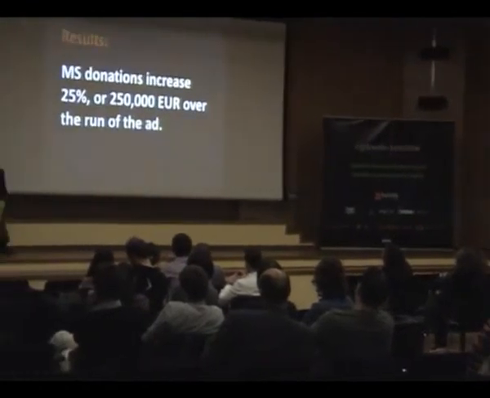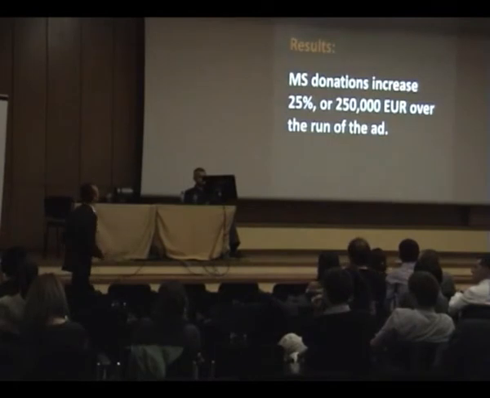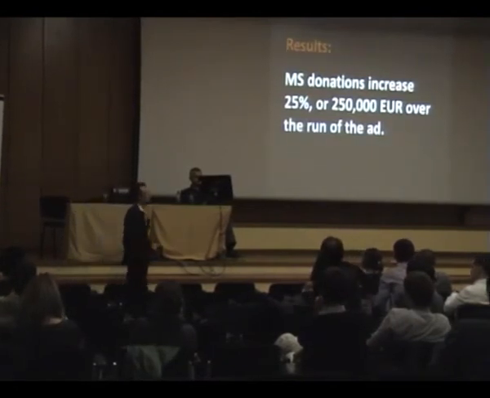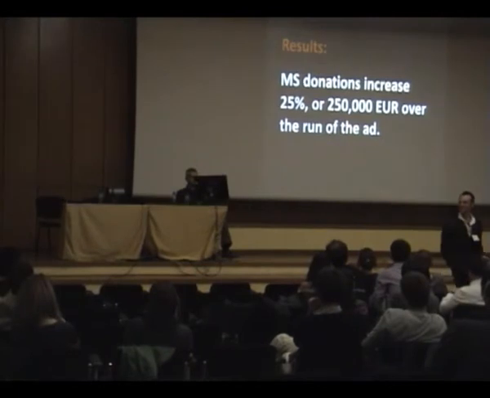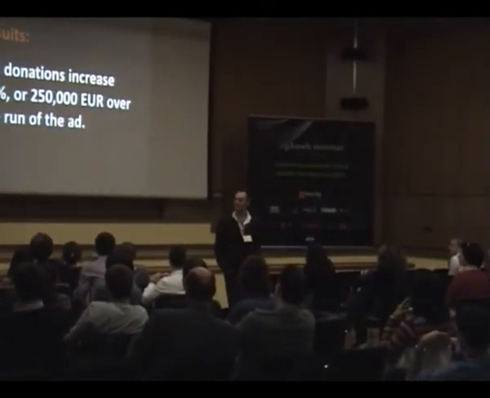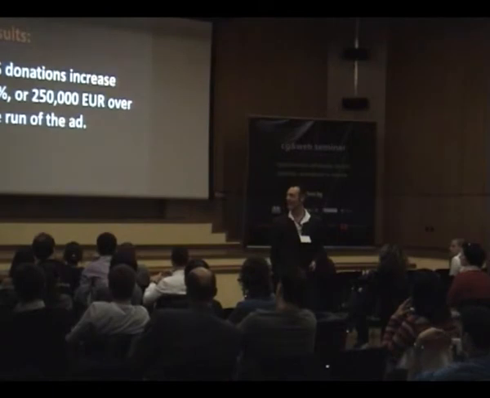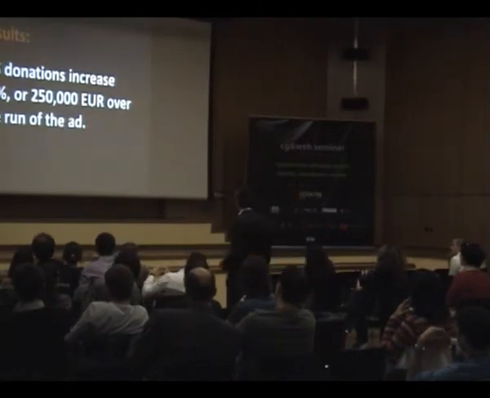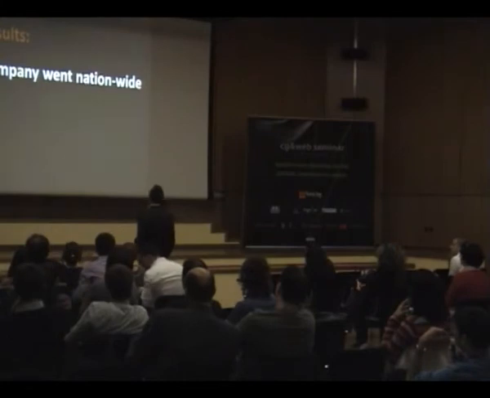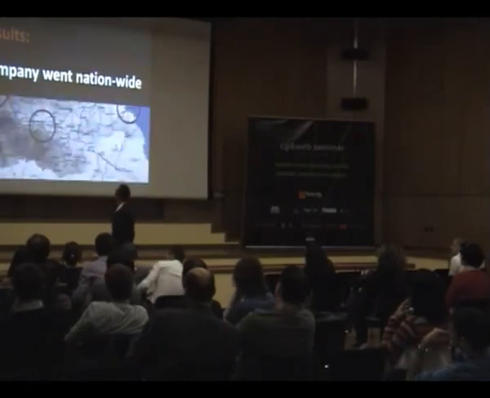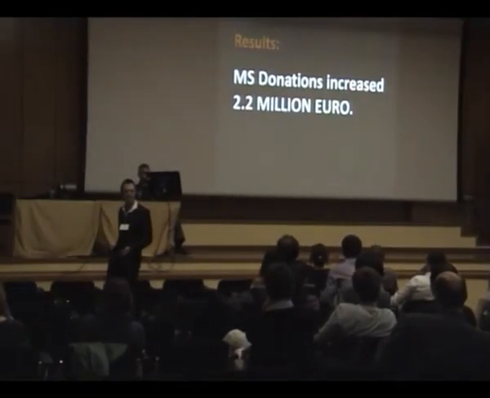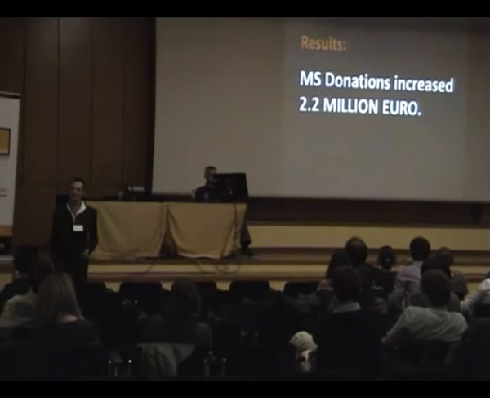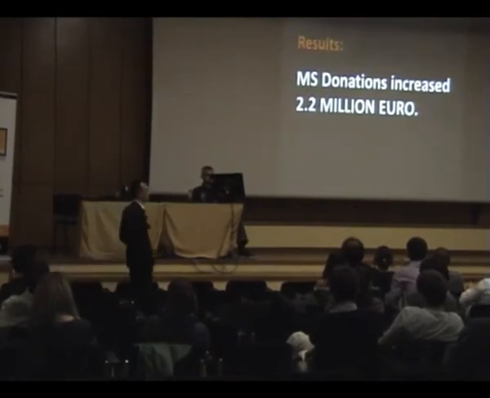Okay, what happened, UNICEF man? Well, just in Sofia, our donations increased 25%, or 250,000 euro over the run of the ad. Pretty successful. And we can prove that because we only ran in Sofia and we had a special account number that only related to that ad. We just made them 250,000 euro in donations. And of course, they went nationwide. And after they went nationwide, they got 2.2 million euros from our campaign. That's a huge return on investment.